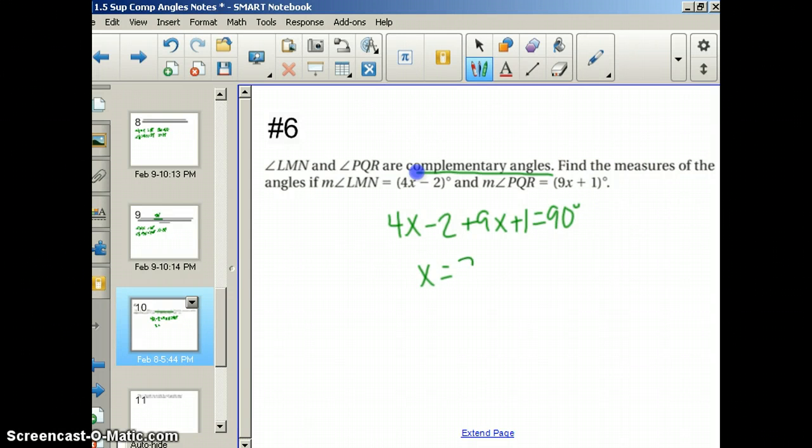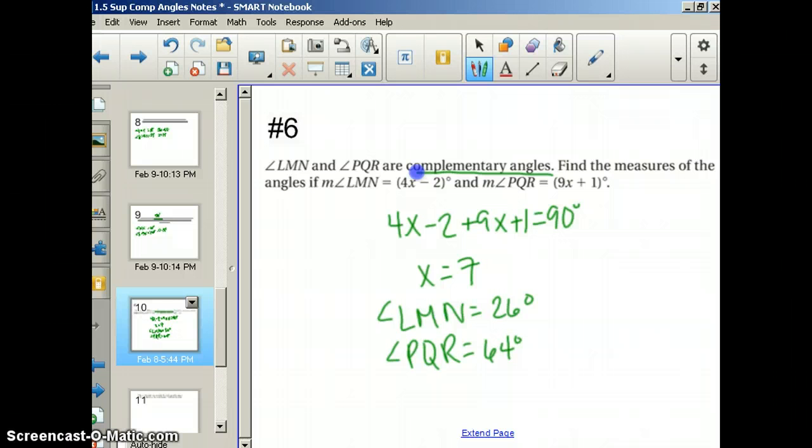Did you get x to be 7? You did. Good job. Okay, they want to know the measures of the two angles though. So angle LMN is 26 degrees and angle PQR is 64 degrees.